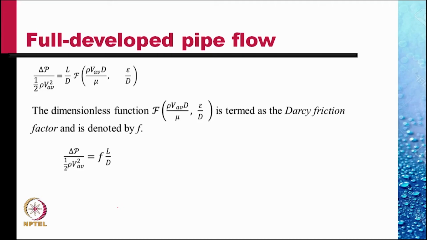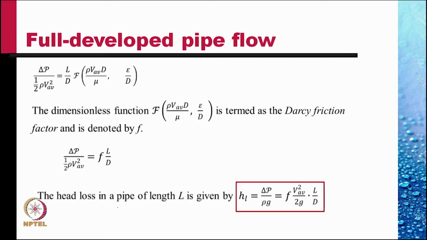So in terms of f, the pressure gradient parameter delta P divided by 1/2 rho V average square is simply f into L by D. Or in terms of the head loss, we can write head loss hL, which is delta P by rho g, is nothing but f times V average square divided by 2g into L by D.